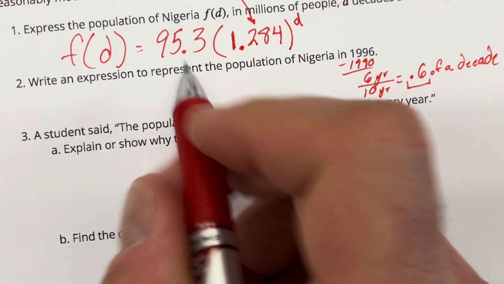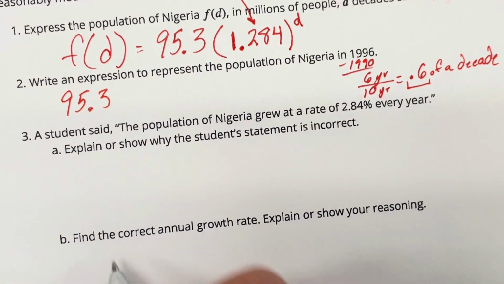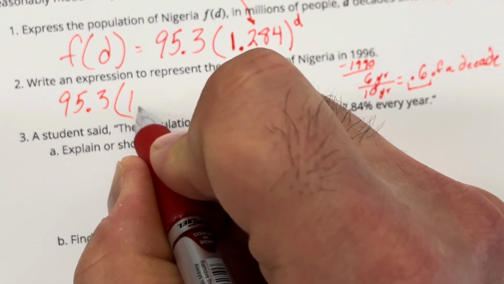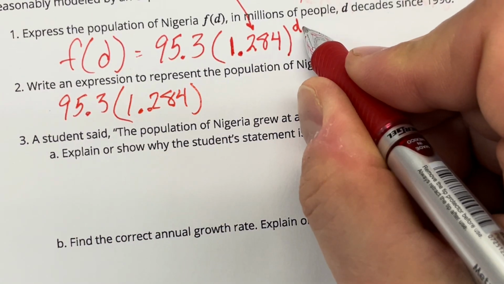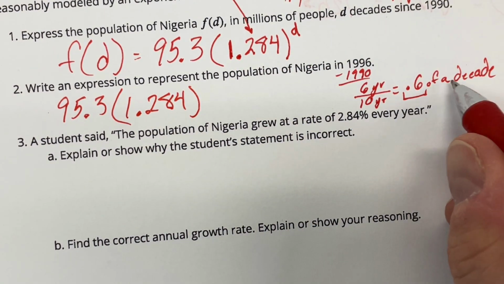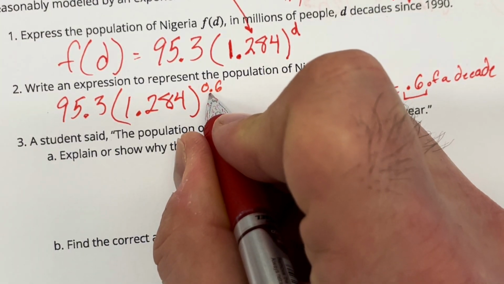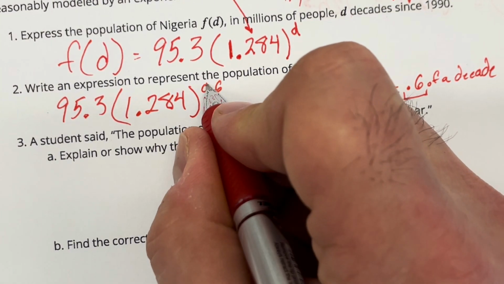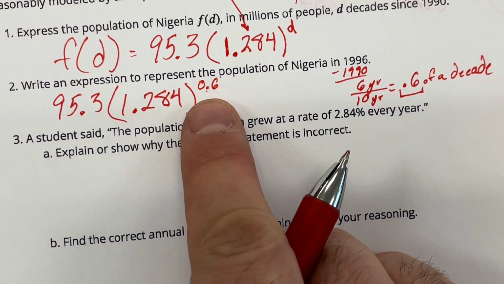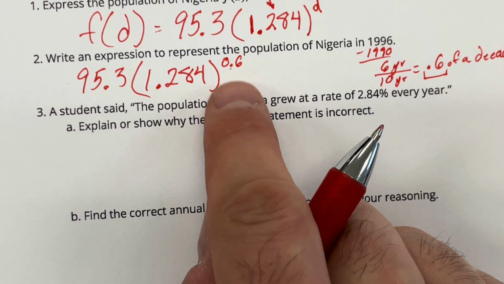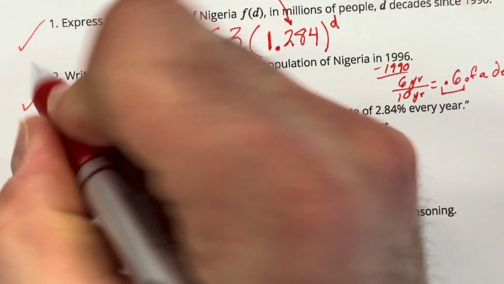So what's our expression for this? Well, it's 95.3 million people, the same 1.284, but instead of raising it to a power 1 or 2 or 3, it's to the power of, let's do 0.6. Some people like to have the extra 0 in front of the decimal when we're expressing decimals, because then it doesn't look like a multiplication sign. So I'll do that. That's done. We're doing well.